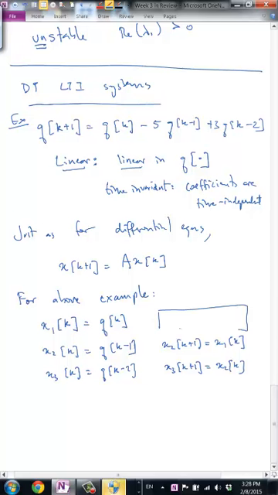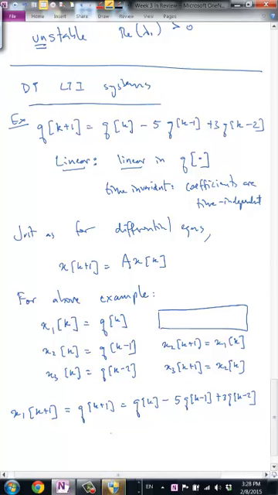And what about this one? x1 of k plus 1. Well, this is equal to q of k plus 1. So this is equal to, by the recursion above, q of k minus 5 q of k minus 1 plus 3 q of k minus 2. And I want to express this only in terms of x1 of k, x2 of k, and x3 of k. So this is equal to x1 of k minus 5 x2 of k plus 3 x3 of k.